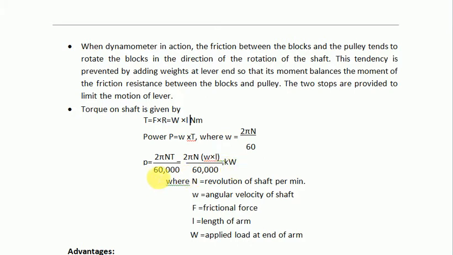Here it is 60,000, so it will be considered as kilowatt. If it is only 60, it will be considered as watt. N is the revolution of rotation of the shaft per minute. F is the frictional force, L is the length of arm, and W is the applied load at the end of the arm. So from this data, friends, we can find out the torque T for the Prony brake dynamometer.